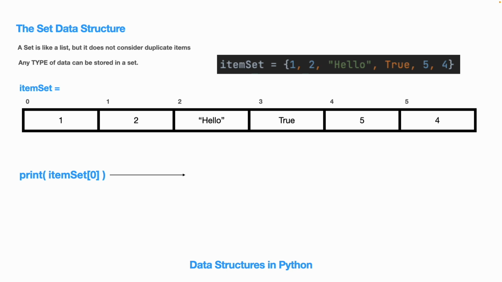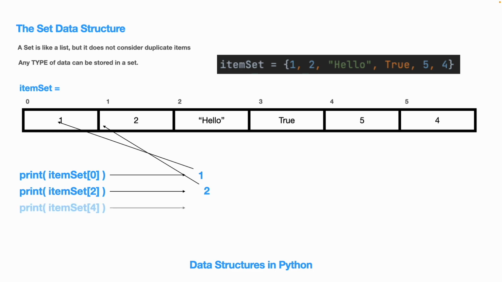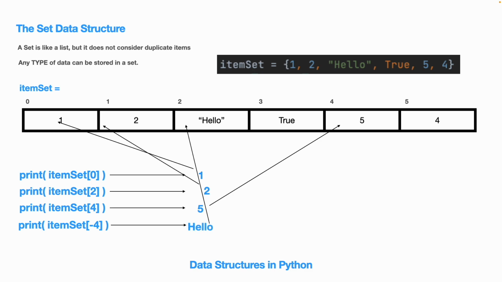Similarly, we would access the set items the same way we would access string positions or, well, list items. In this case, you'd simply type out the name of the set, which in this case is item set, and then the position that you want to access. So print item set at position 0 would give you 1, item set at position 2 would give you, well, 2, item set at position 4 would give you 5, and item set at position -4 would give you hello.